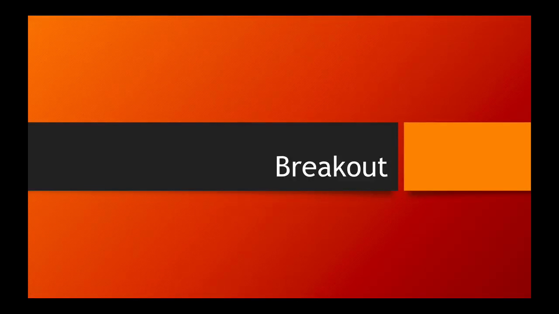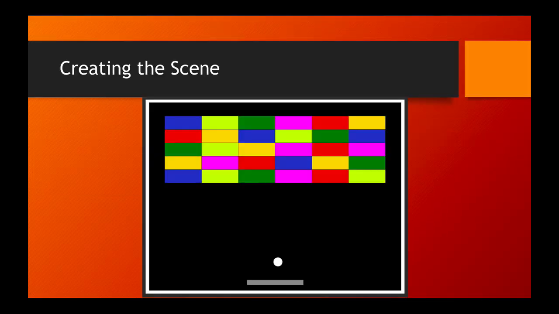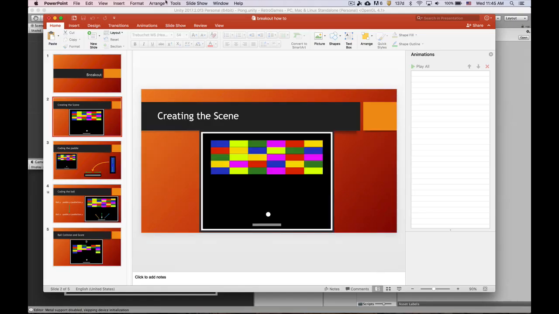So now let's start to make Breakout. We're going to take what we've created in Pong previously and use some of the same assets to eventually make a scene that looks something similar to this. We're going to have blocks at the top, a ball, and then a paddle at the bottom. So let's get started.